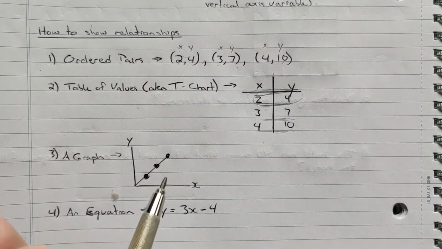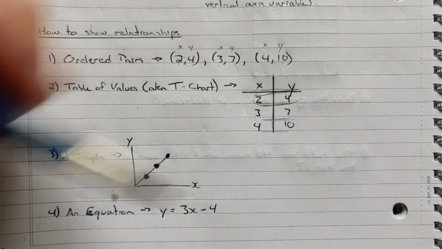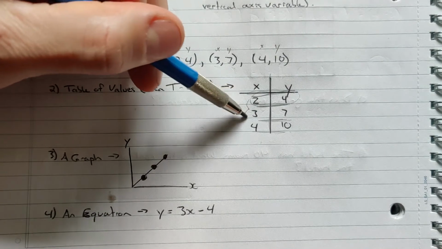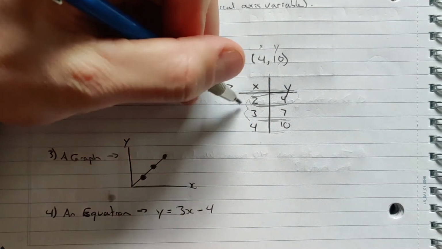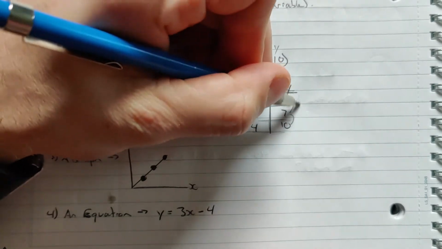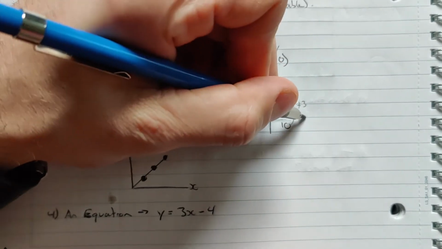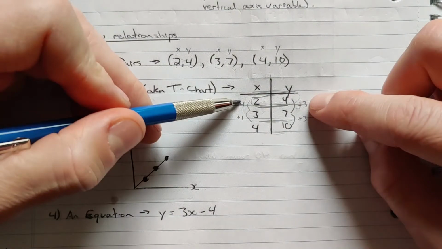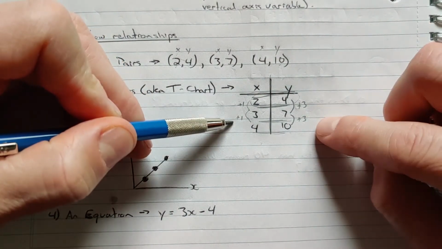Taking a look at these and comparing these, what we have is that the x value is going up in each case by 1. So we go up by 1, we go up by 1. And in the y value, again, that linear idea, the y value is proportional. So if x goes up by 1, y goes up by 3. X goes up by 1, y goes up by 3.